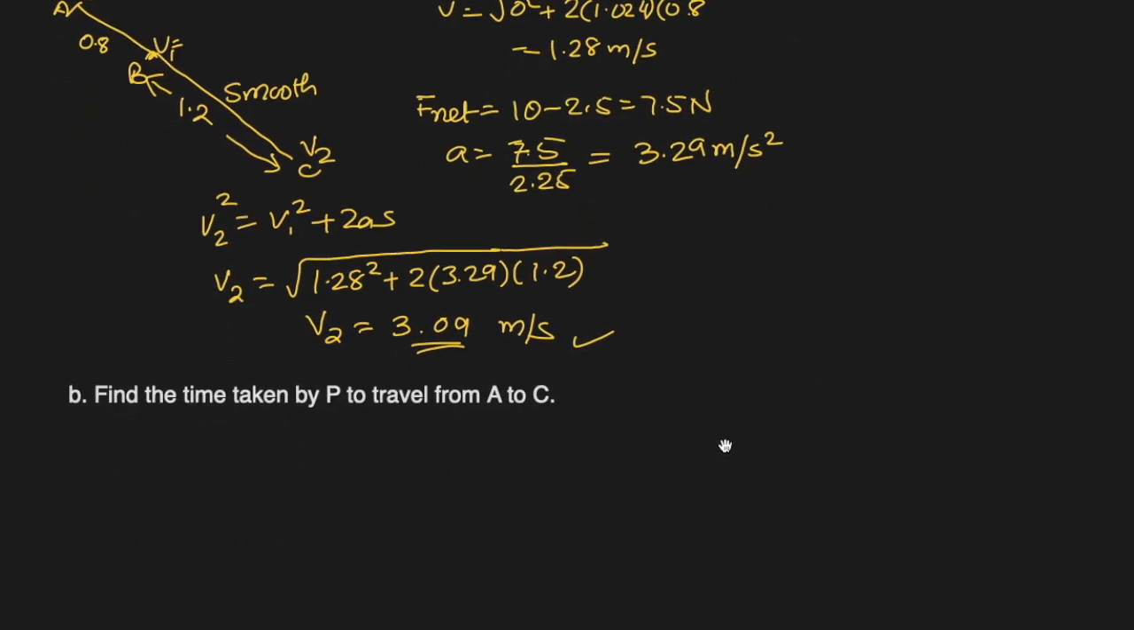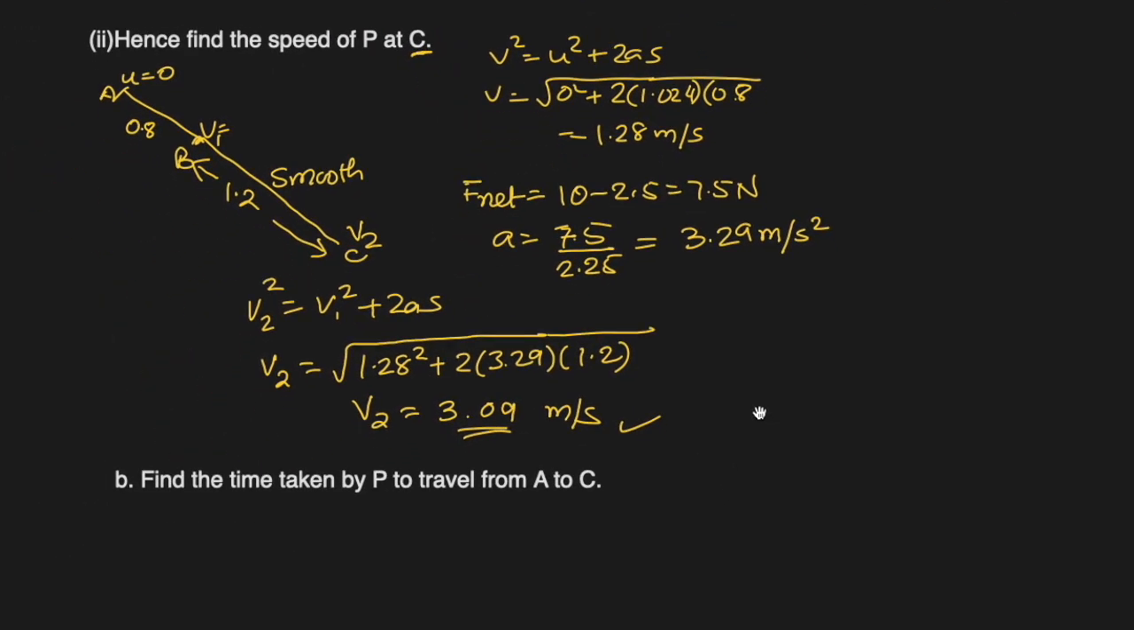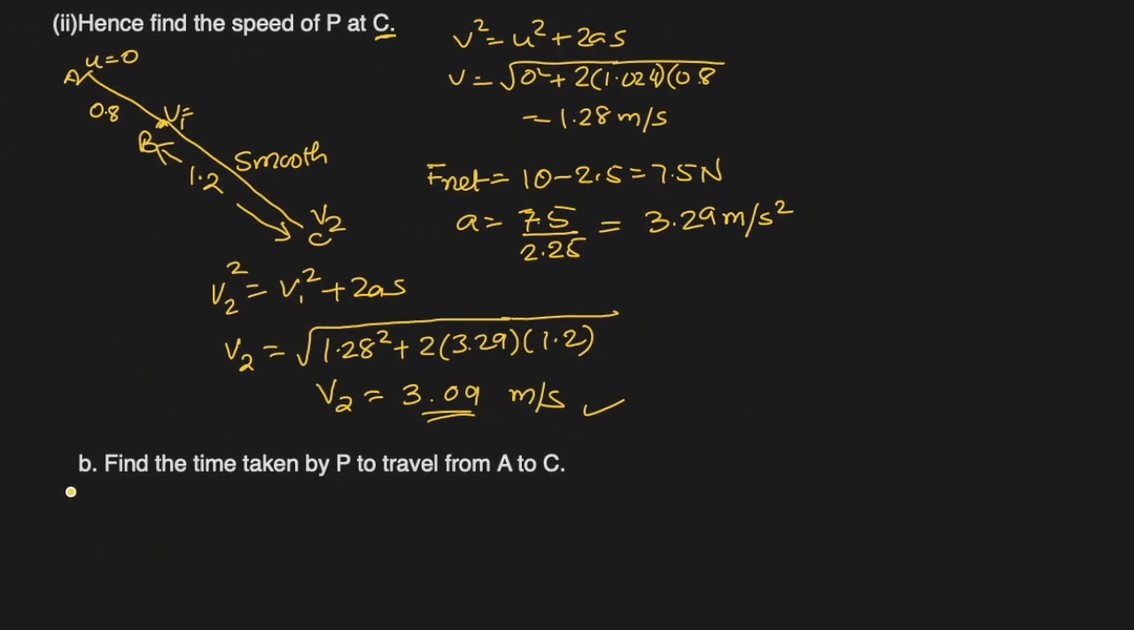Okay. Find the time taken by P to travel from A to C. So we will find first A to B, how much time it takes. So we know that V is U plus AT, right? V we know now, which was 1.28. This is what we got here. 1.28 equal to initial velocity 0 plus acceleration, which was 1.024 for that rough patch. Okay, and T.